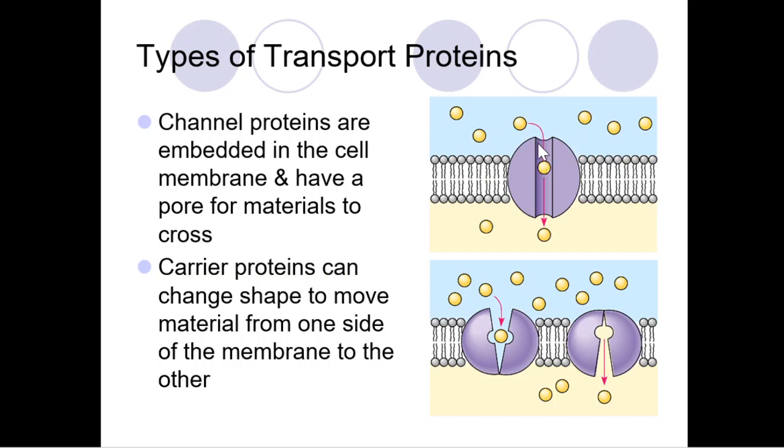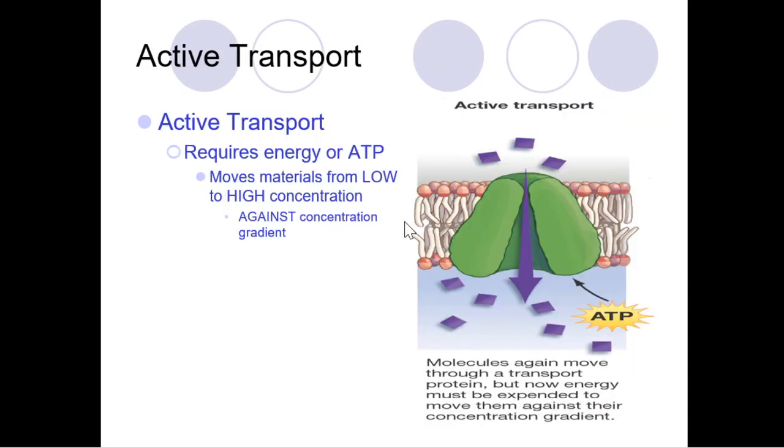It's just like a big tube and things just go through. They're embedded in the cell membrane and have a pore for materials to cross, so they just stay open. Carrier proteins can change shape to move material from one side of the membrane to the other. So you can see they kind of go in, they close, and then they open to let it out. So there's carrier proteins and channel proteins, okay? Carrier proteins grab it and move it and then let it go on the other side. And channel proteins pretty much just stay open, okay?